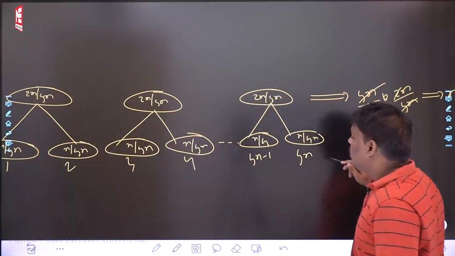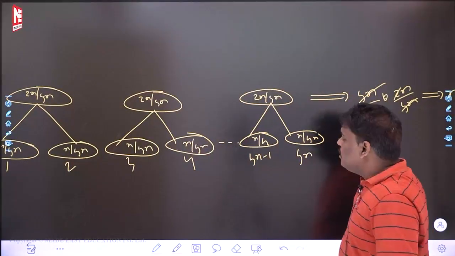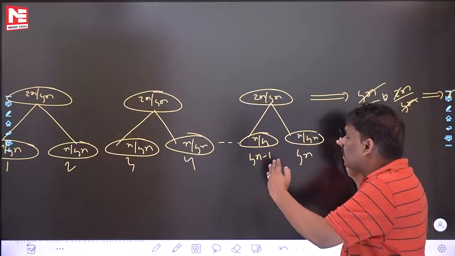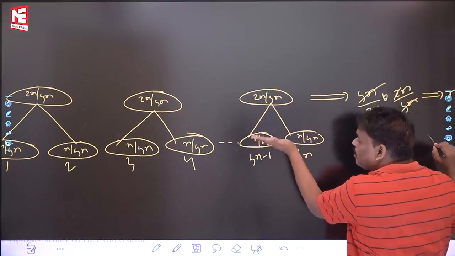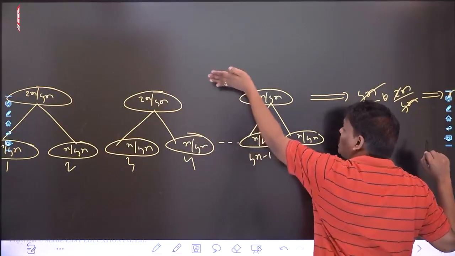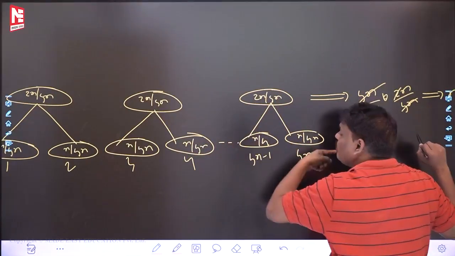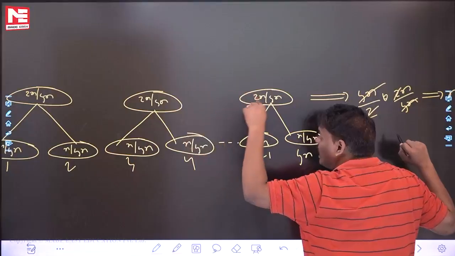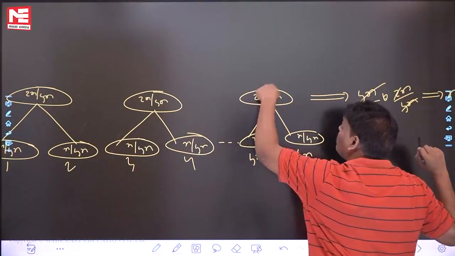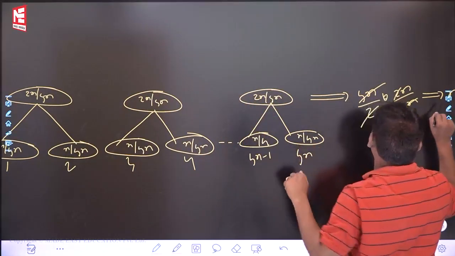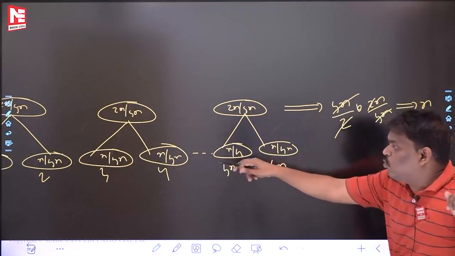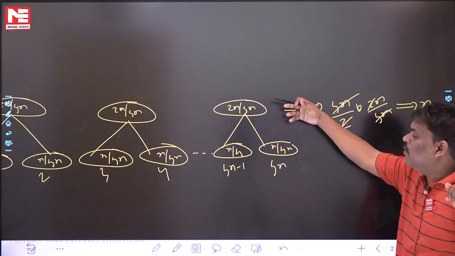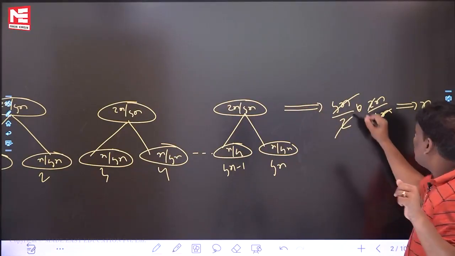What is the meaning? At this level, n elements are there after merging. Those n elements came here also. Previously they were in the bottom level, now they came to the next level. But the only difference is that previously those n elements were in log n groups, and now those n elements came into log n by 2 groups.